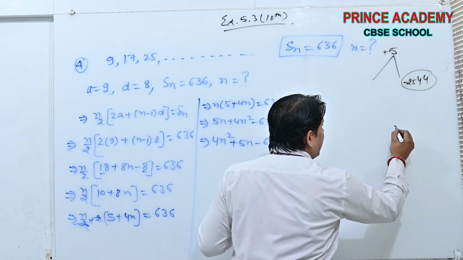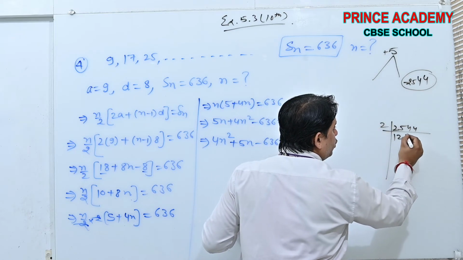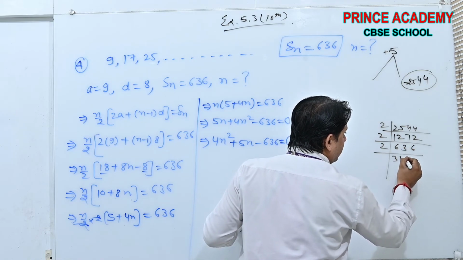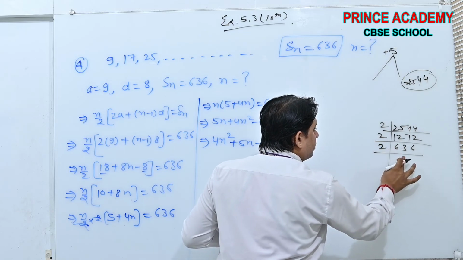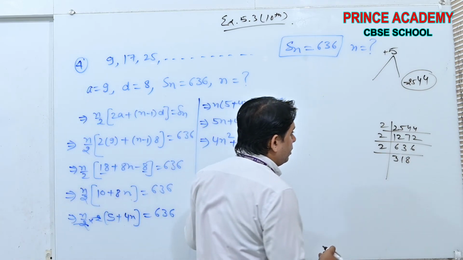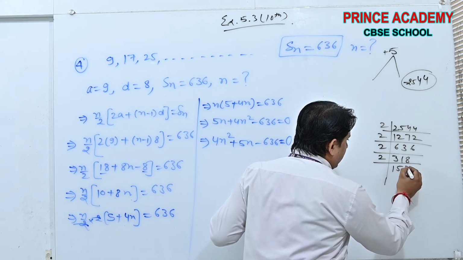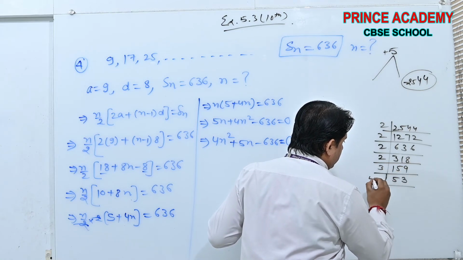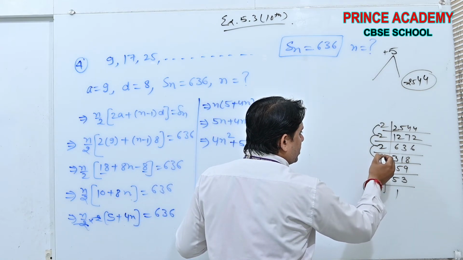Larger minus smaller. Now see, try to find out the parts. Try to factorize it. 2, 1, 2, 7, 2. Again 2, 6, 3, 6. Again 2, 3, 1. Sorry, 2, 1, 2. If you divide by 2, it will get 318. Again 2, you will get 159. Now this time 3, 5, 3. This is done.